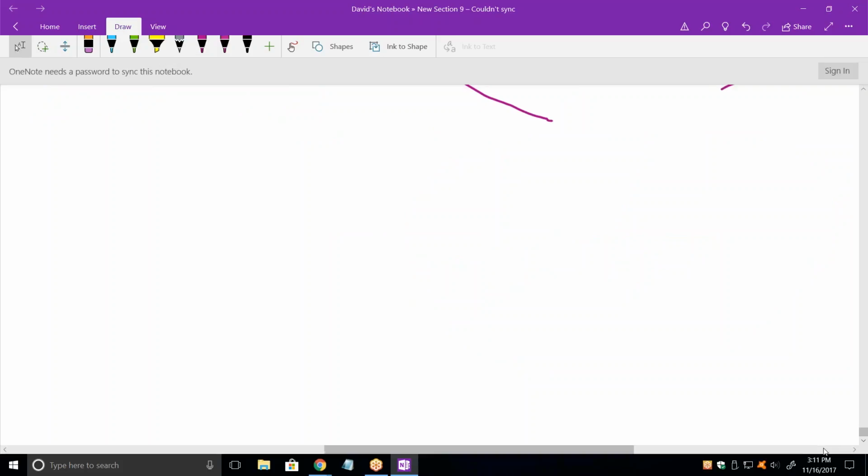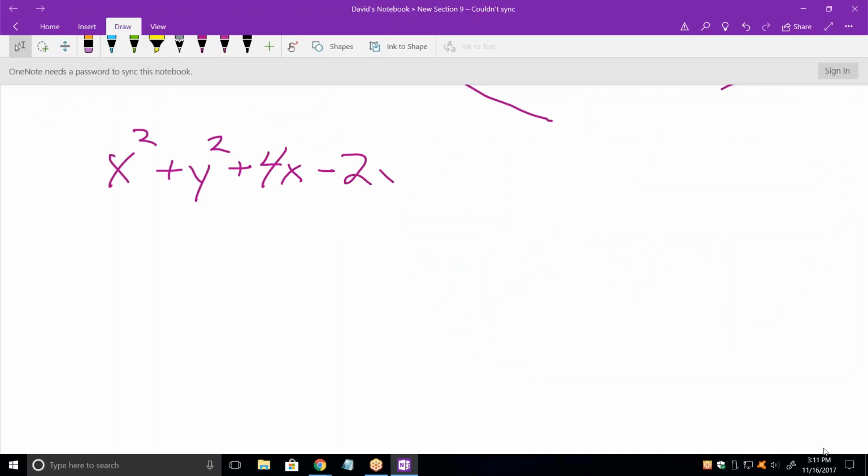Okay, we have x² plus y² plus 4x minus 2y equals 44. Okay, you do this one for me. Same thing, it's a circle, and they're still going to ask about the center and the radius. What's the first step?